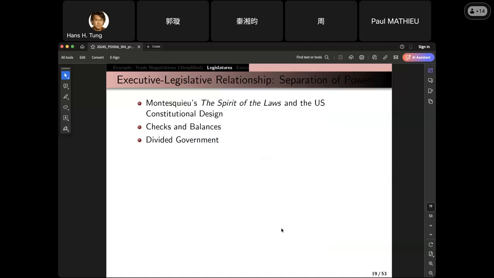So the thing about this fusion or separation, as I said, is the executive-legislative relationship, right? We have several examples in the world that adopt the system of separation of powers, and the most prominent one, of course, is the United States. In the U.S. constitutional design, I'm not talking about details, but basically the separation of powers is based on Montesquieu's The Spirit of the Laws. But do you remember why? What's inside Montesquieu's The Spirit of the Laws? We all know that this is the foundation of that, but why?